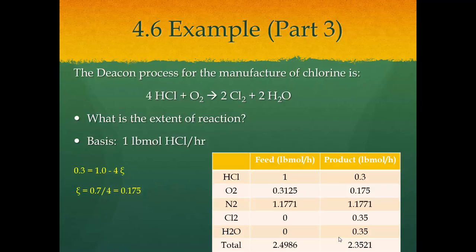Now, one last little question: what's the extent of reaction? Well, just take the HCl, since that was the one that was defined. I could use any component, but that's going to be the one that's easiest. Well, okay, I couldn't use nitrogen. But what comes out is equal to what came in minus the stoichiometric coefficient times the extent of reaction. So solving for this, I find that the extent of reaction is 0.175, and I could use that with any of these and I would still get the same answer.